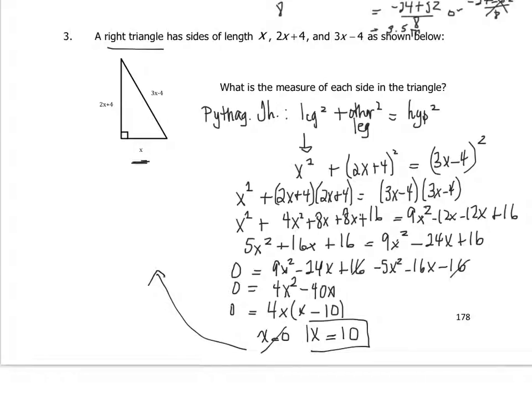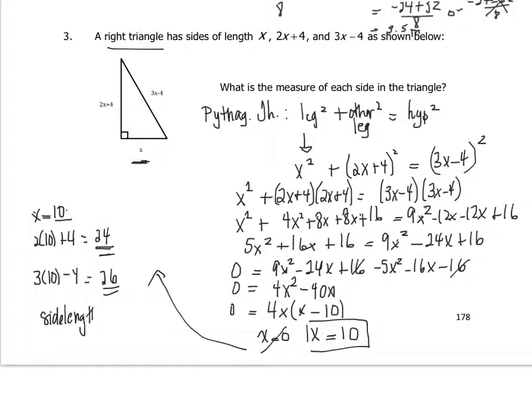And if x is 10, then 2 times 10 plus 4 is going to be 24. And then 3 times 10 minus 4 is going to be 30, take away 4, which is 26. So there's the three sides: 10, 24, and 26.